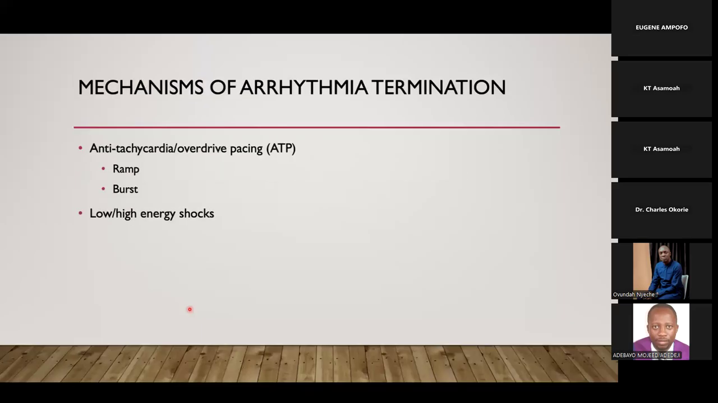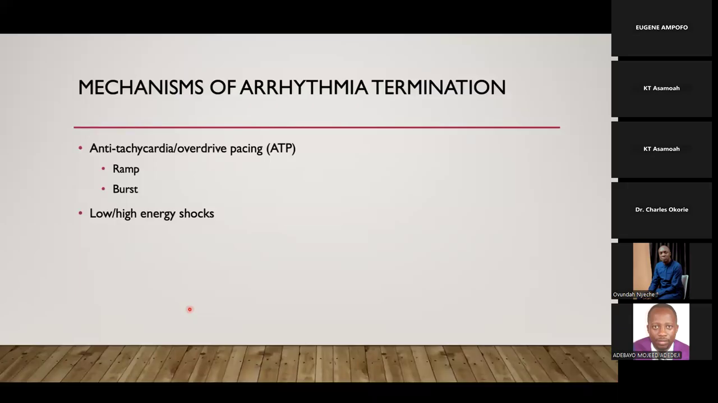Now, the ways that the ICD terminates the rhythm: there are two options, either overdrive or anti-tachycardia pacing, or shocking. Now, the anti-tachycardia pacing is based on the premise that in determining the underlying heart rhythm, it is basically a case of the fastest bidder wins. So the fastest focus, or the fastest pacing focus, ends up dictating the rhythm.